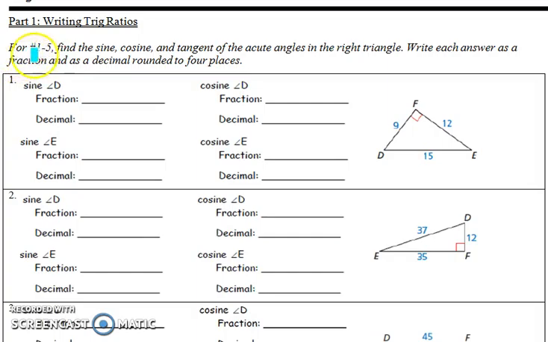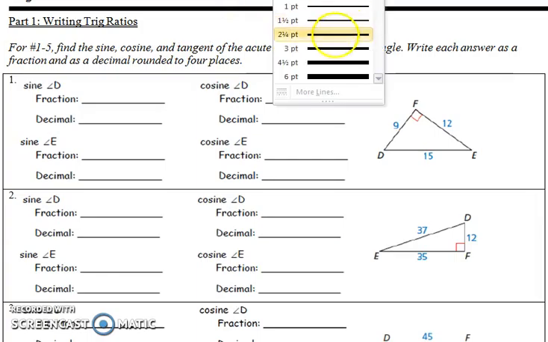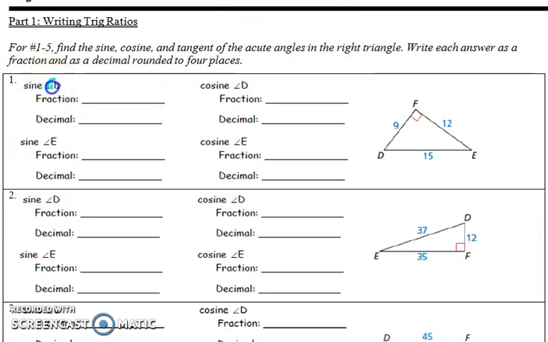It says, for numbers 1 through 5, find the sine, cosine, and tangent of the acute angles in the right triangle. Write each answer as a fraction and as a decimal rounded to 4 places. So this is important that we know how many decimals we're rounding our answers to. So let's start with number 1. They want us to find the sine of angle D.